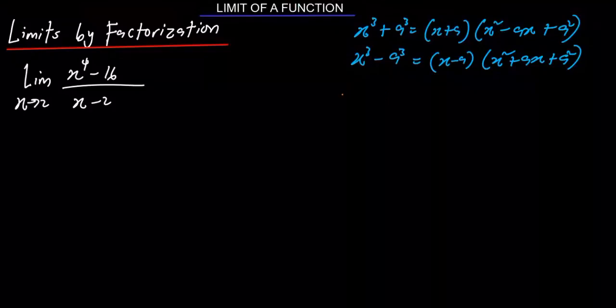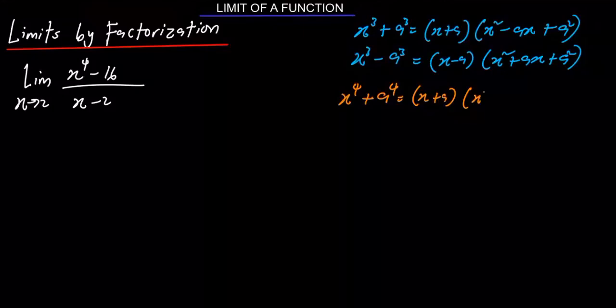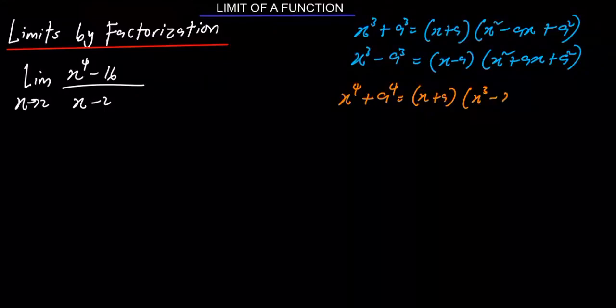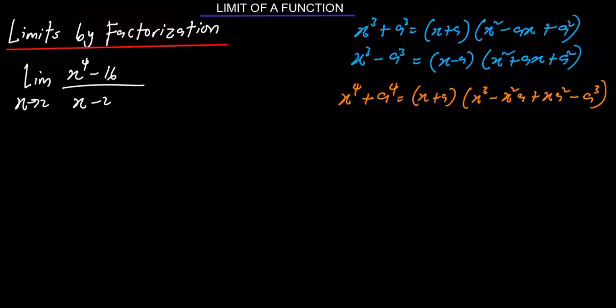Secondly, what if you have x to the power of 4 plus a to the power of 4? So I also have x plus a, then x cubed, minus x squared a, plus x a squared, minus a cubed, just like this. What if I'm having negative? So you have x to the power of 4 minus a to the power of 4.